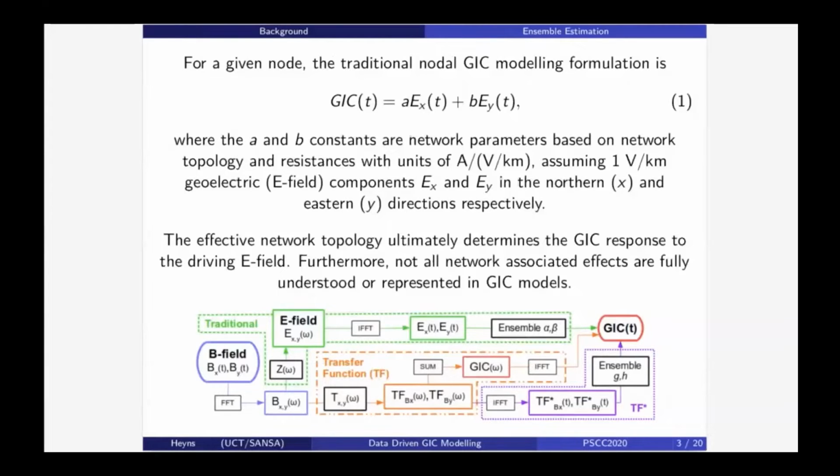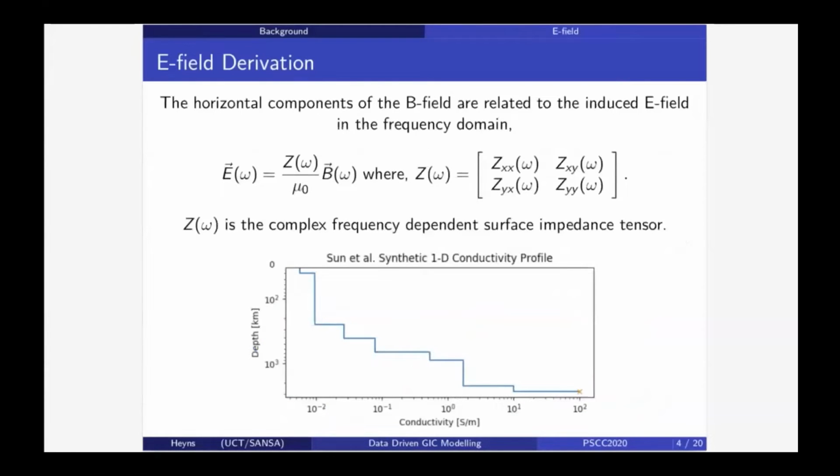Another approach is that of transfer functions, which go straight from the B field to GIC. In terms of the E field derivation used in traditional modeling, the ground conductivity is taken into account through the surface impedance tensor, which relates the E field and the B field. Although the state of the art currently in geophysics is three-dimensional tensors, which take into account large magnetotelluric surveys, we restrict ourselves to a very simple 1D approximation, which can be applicable to any utility.